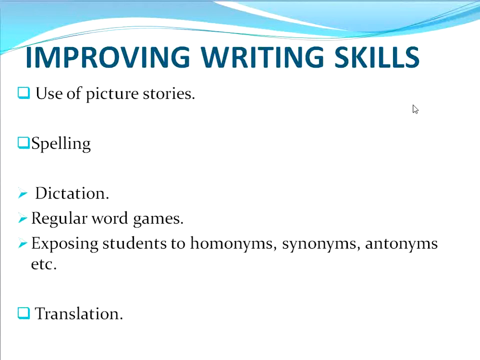Now what is the second one? Spelling. Under spelling, you will have to take care of certain things. Number one is dictation. Number two, regular word games. And number three, exposing students to homonyms, synonyms, antonyms, etc. Spelling is very important. If the spelling is not correct, then the student will never be able to improve writing skill. So it is mandatory. Now the question is, how will you improve spelling? These are the points.